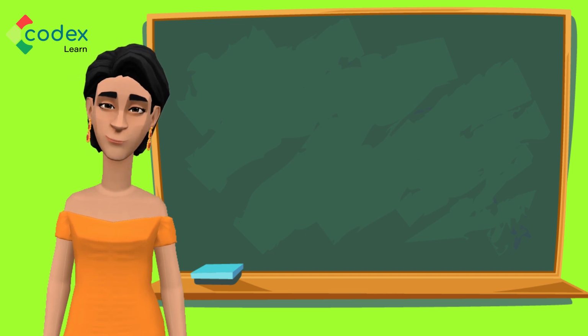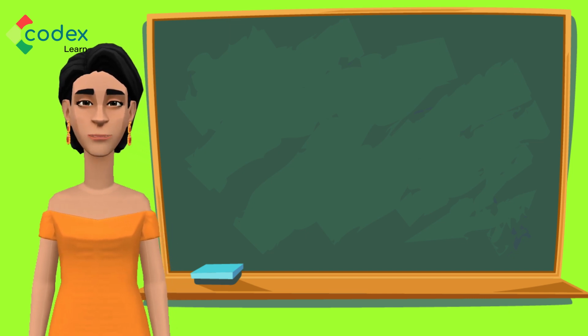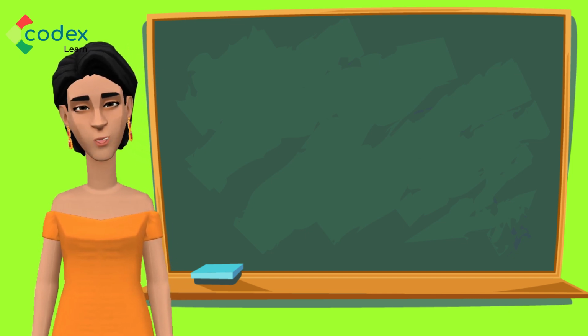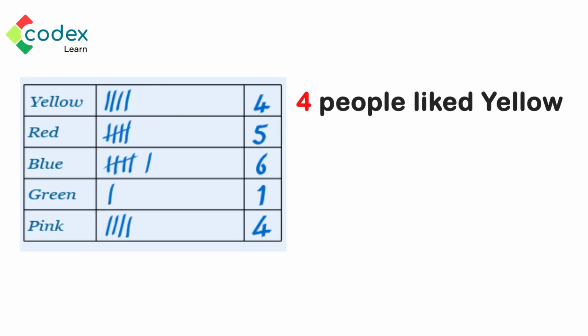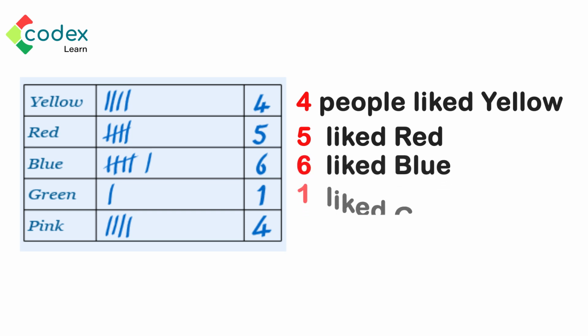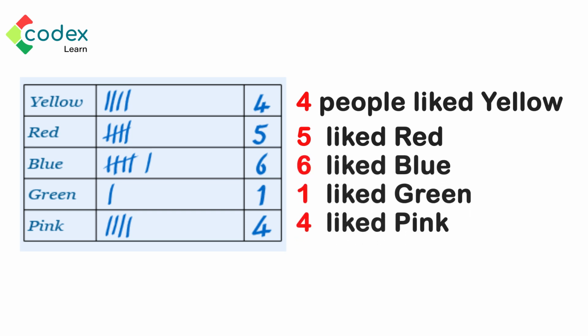Next, ask some people what their favorite color is. Then put a mark next to the color they like, like this. Let's see the results. 4 people liked yellow, 5 liked red, 6 liked blue, only 1 liked green, and 4 people liked pink. The most popular color was blue.